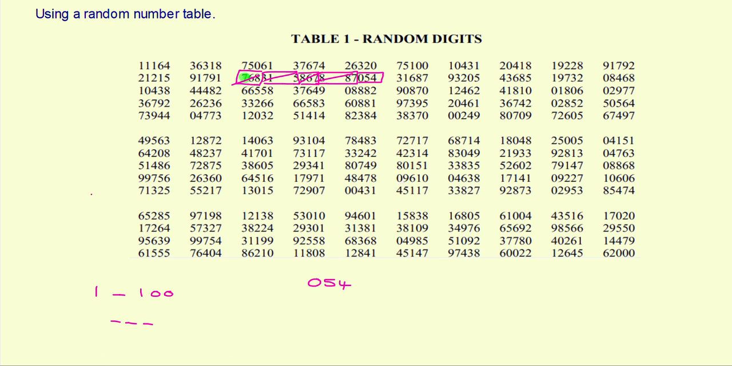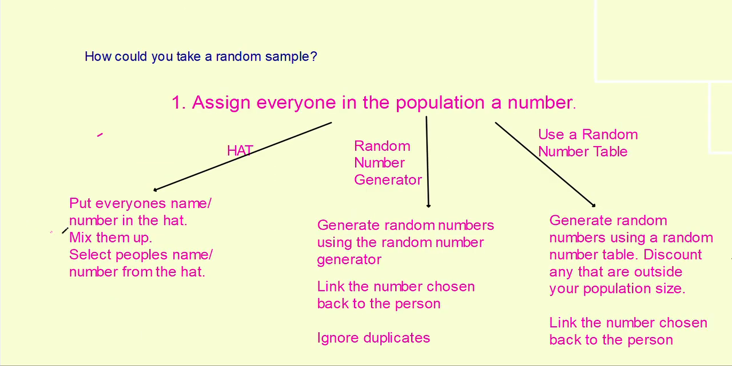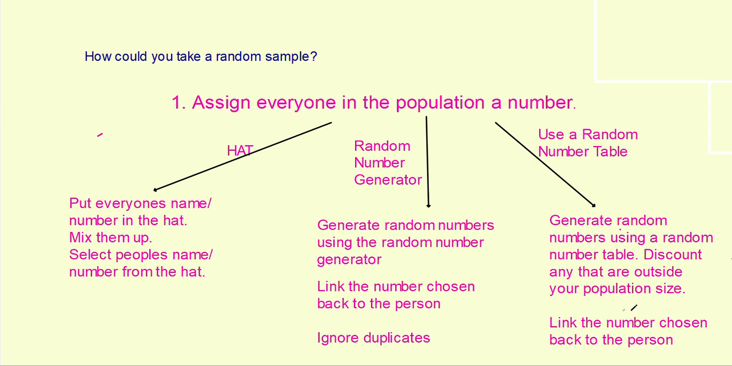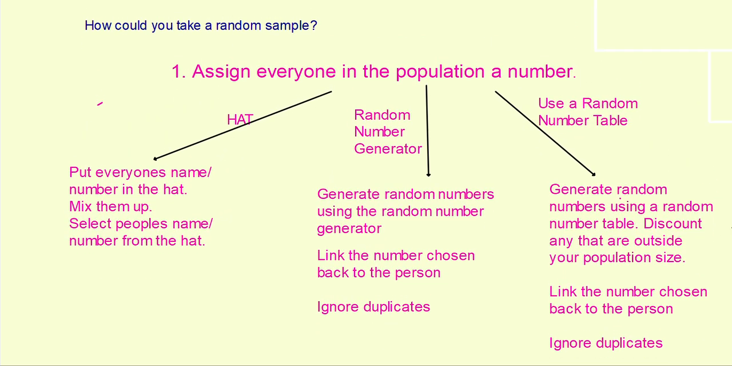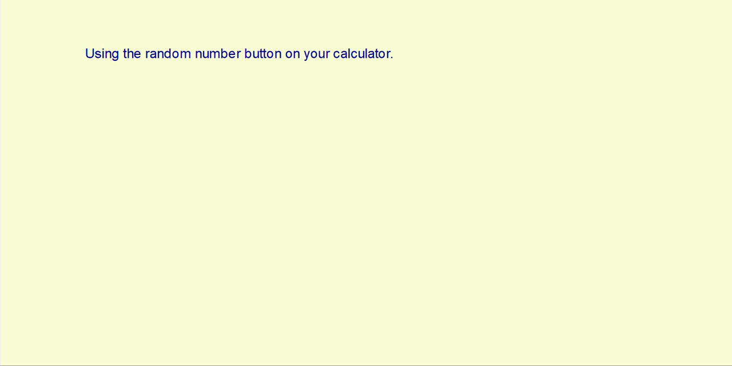Okay, so that's how you use that, and you may be told where to start or that you need to generate those digits. So generate random numbers using the random number table. Discount, that means ignore any that are outside your population size, as we did here. 768 was above our population size. Link the number chosen back to the person. I think it should also say on there, or it does, look, ignore those duplicates. Duplicates are no good.